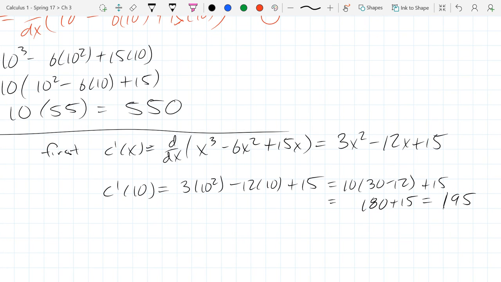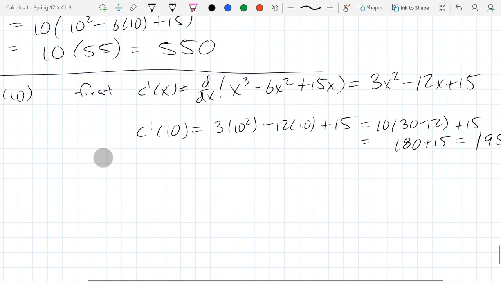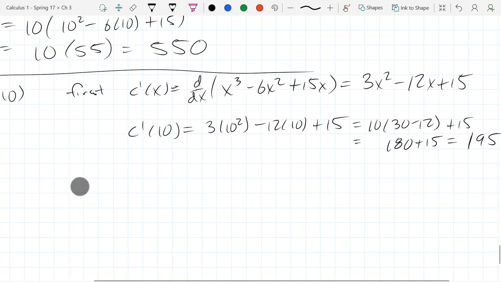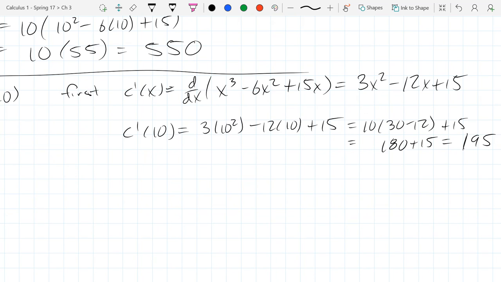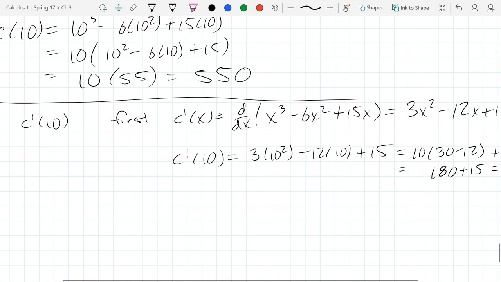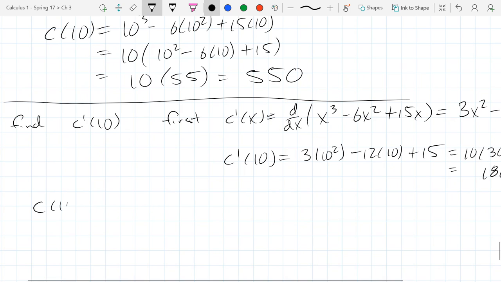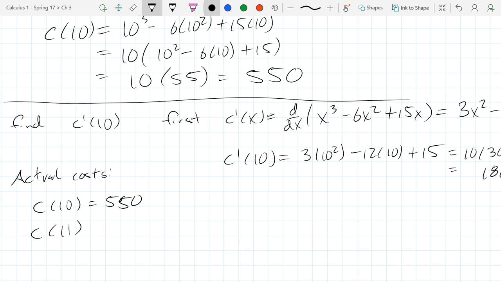Are there any questions on computing this C of 10? Or C prime of 10, sorry. So now we're going to find the actual cost to produce 10 units. Well, we found the cost to produce 10. We'll find the actual cost to produce 11 and see that we have a discrepancy. So we got actual costs. C of 10 is 550. C of 11, I already computed, is 770, hopefully.